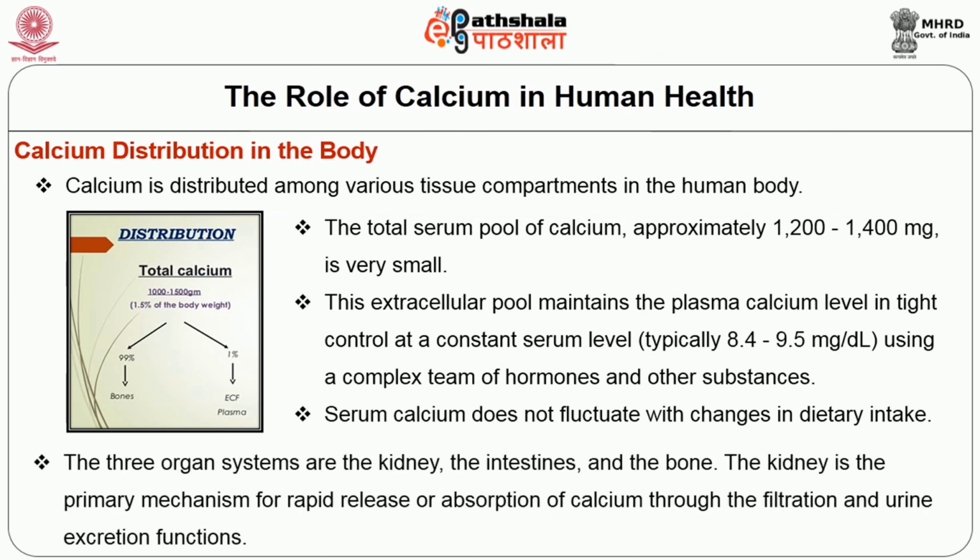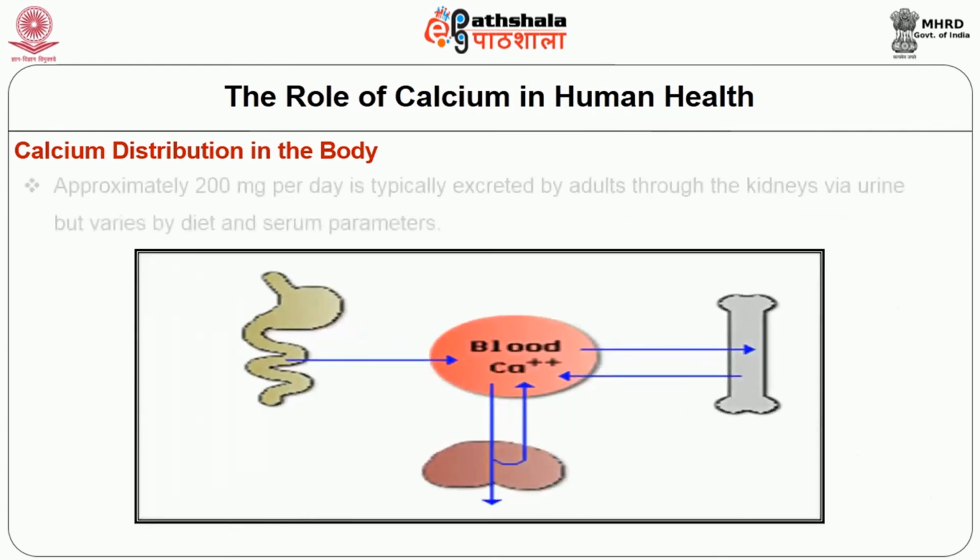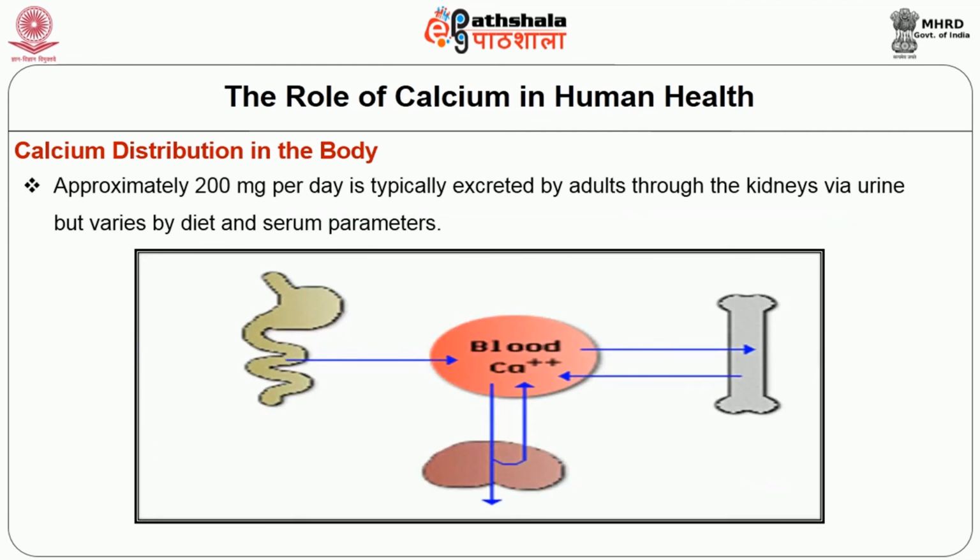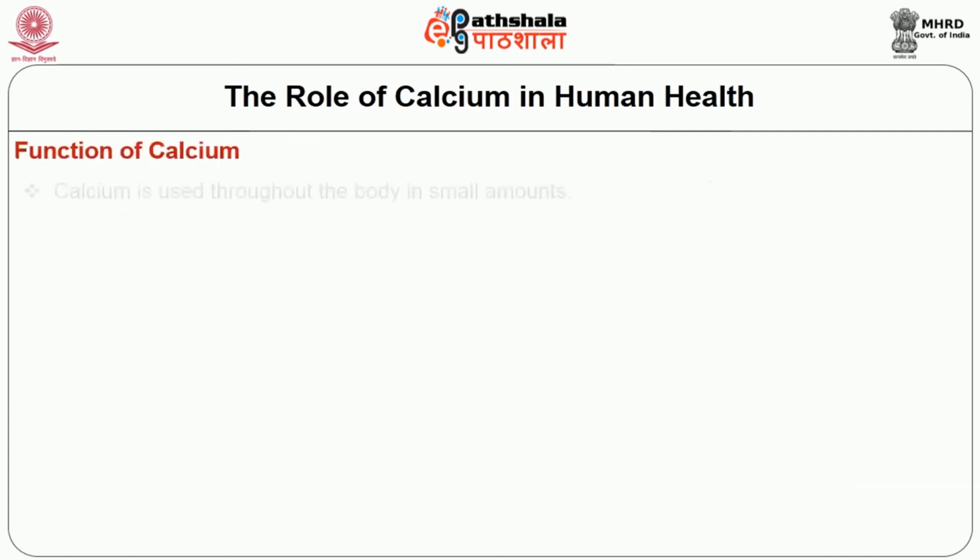The three organ systems are the kidney, the intestine, and the bone. The kidney is the primary mechanism for rapid release or absorption of calcium through the filtration and urine excretion functions. Approximately 200 milligrams per day is typically excreted by adults through the kidneys via urine, but varies by diet and serum parameters.